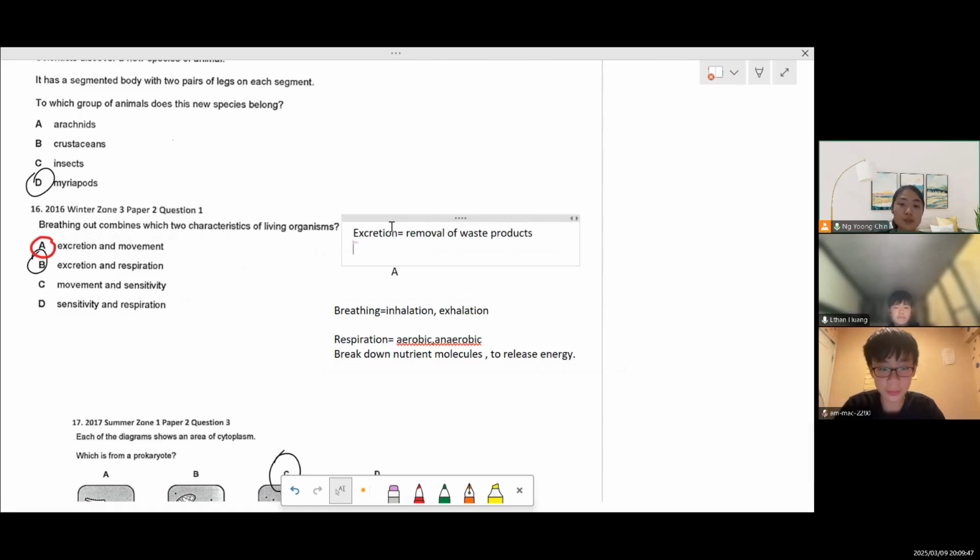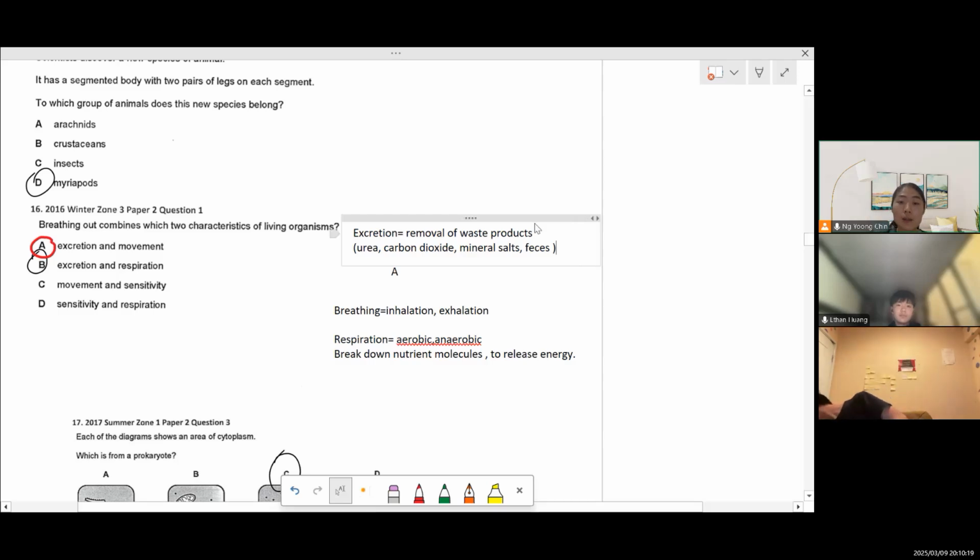What does this waste product include? Waste products include the urea, urea and carbon dioxide, and also any kind of waste product, mineral salt. For example, when you are sitting under the hot sun, you actually excrete out the mineral salt from your body. And feces is also a process, part of the excretion.